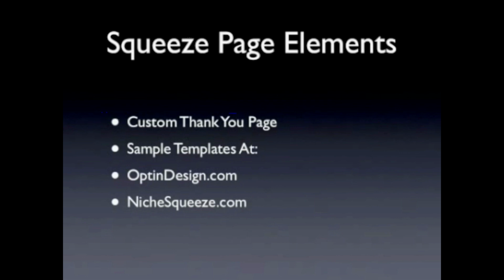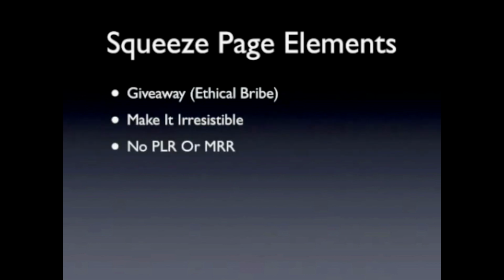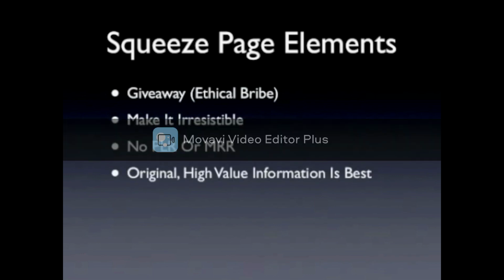One thing you need to focus on more than anything else is the actual giveaway, the ethical bribe that you're offering your subscribers. You'll need it to be absolutely irresistible and unique to your website. This isn't the time to use PLR or MRR products. You want to showcase the fact that you're offering original, high-value information for free. Consider writing a report yourself or hiring it out to an affordable writer, but make sure that you're featuring your own exclusive content if you want to maximize signups and grow that list.